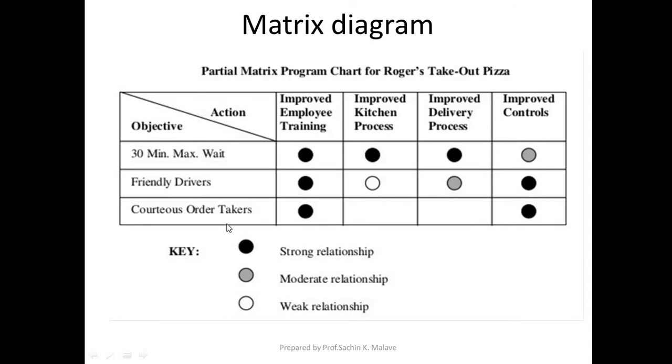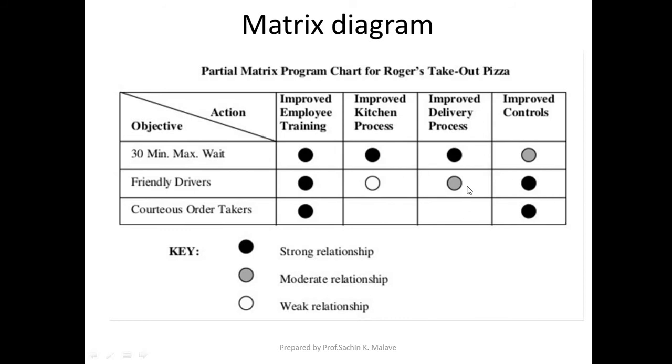Like this, you can write down your objective, you can write down the action, and whatever kind of relationship you think exists, you just put the symbols. You can give numbers also. For a strong relationship, you can give say 10, for moderate you can give say 5, and for weak you can give 1, so that it can be easily understood, isn't it?